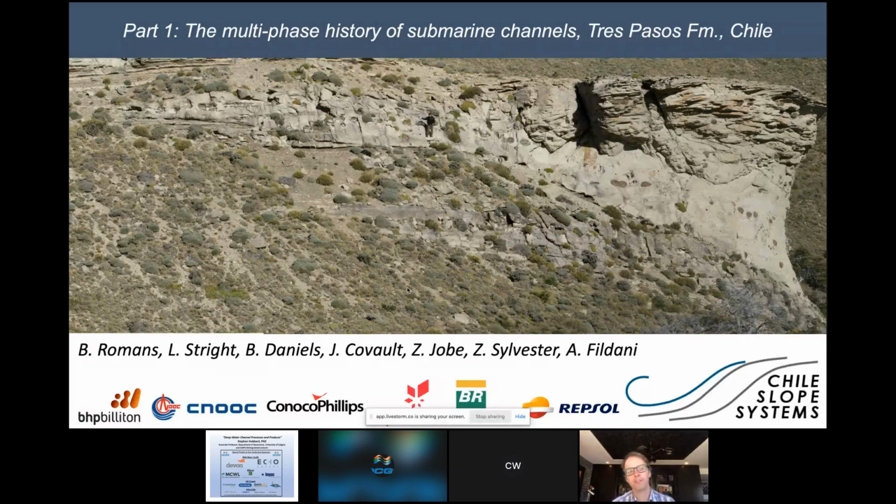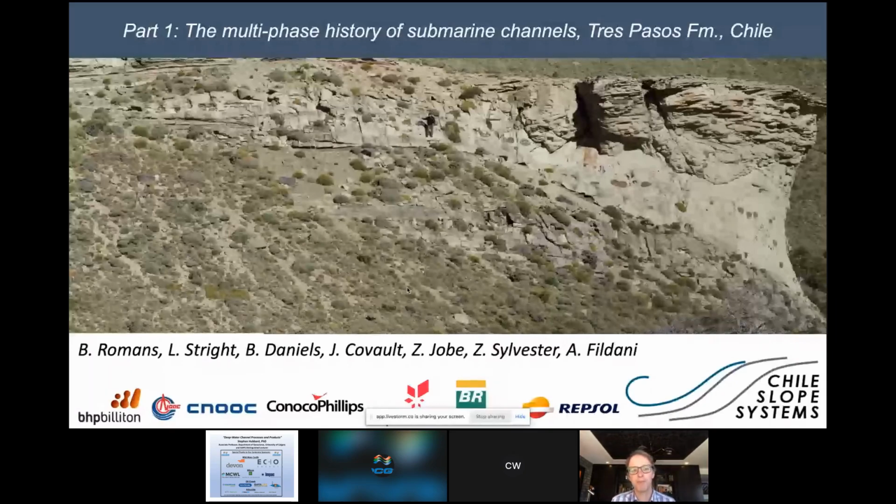Okay, so part one. I look at what I call the multi-phase history of submarine channels from Cretaceous rocks in southern Chile. A number of sponsoring companies are at the bottom. This is part of the Chile Slope Systems Industrial Consortium, which has generally been funded by sponsors looking to apply what we learned from outcrops to subsurface reservoirs on continental margins, mostly around the whole world. And a number of collaborators, Brian Romans out of Virginia Tech, Lisa Strecker out of Colorado State, and some others from across the US as well.